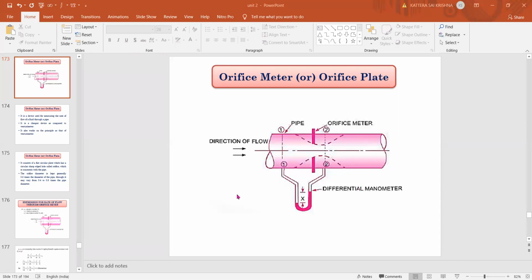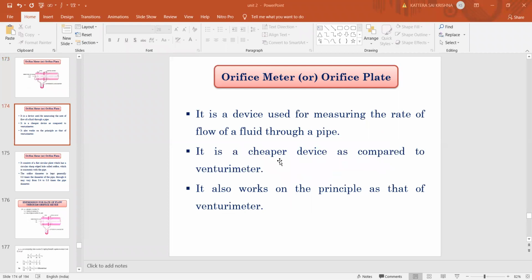What is the formula for discharge? We need to find it. This is your orifice meter, or it is also called the orifice plate. Both mean the same thing. Since it is just a plate, it is also called an orifice plate. It is a device used for measuring the rate of flow, also called the discharge, of a fluid flowing through a pipe.